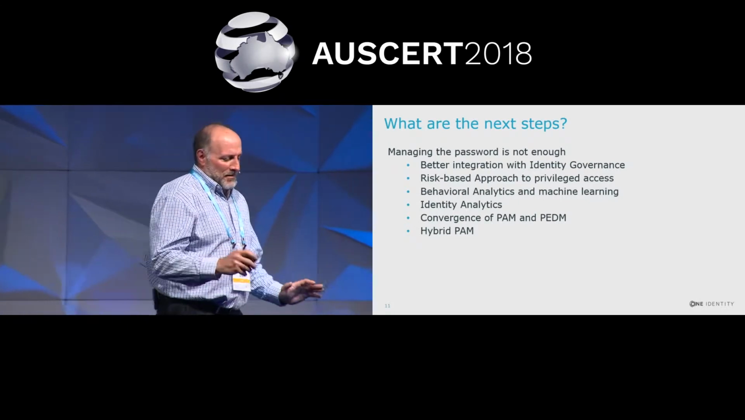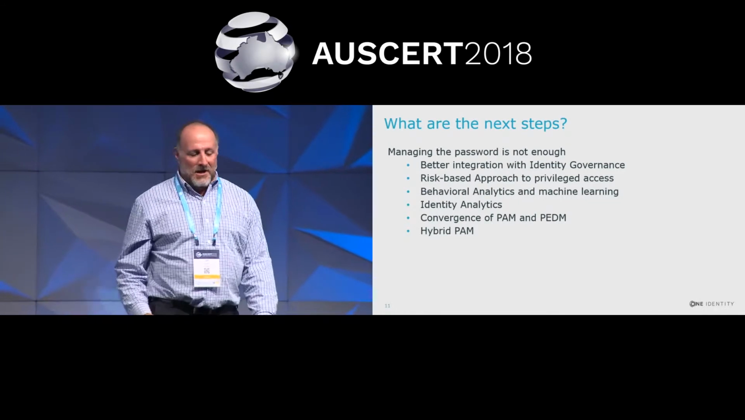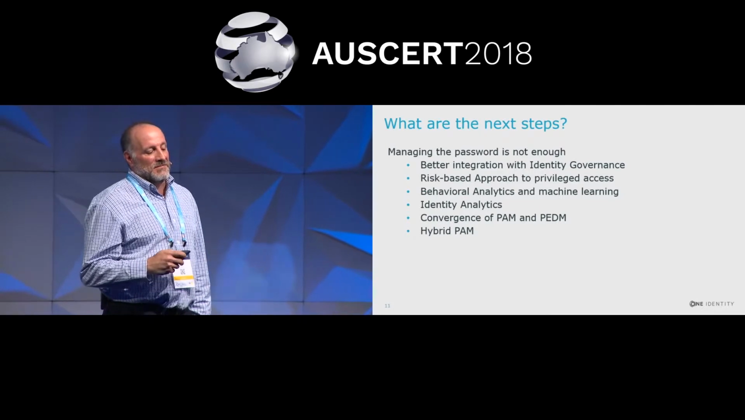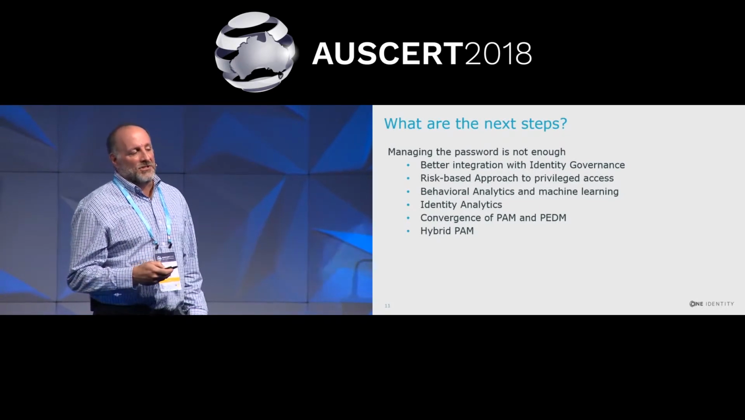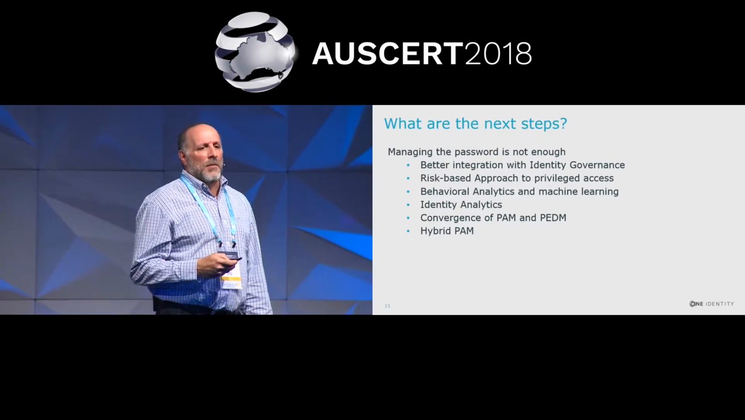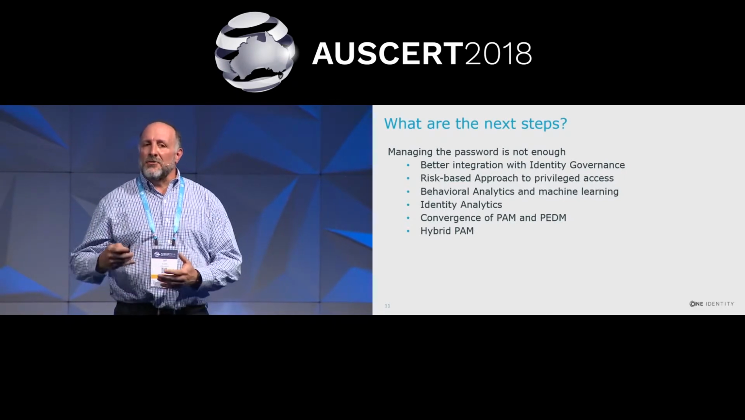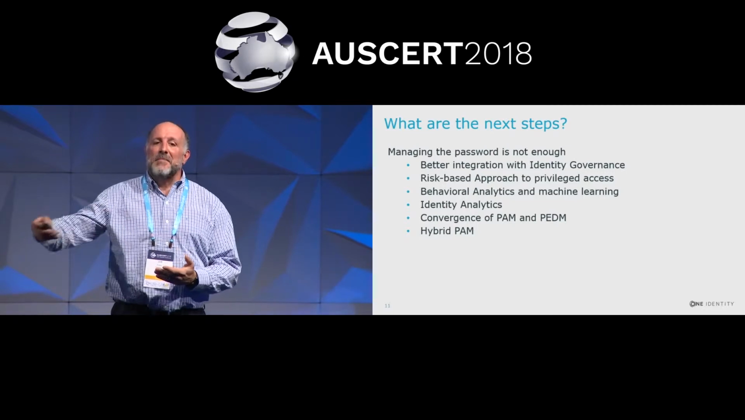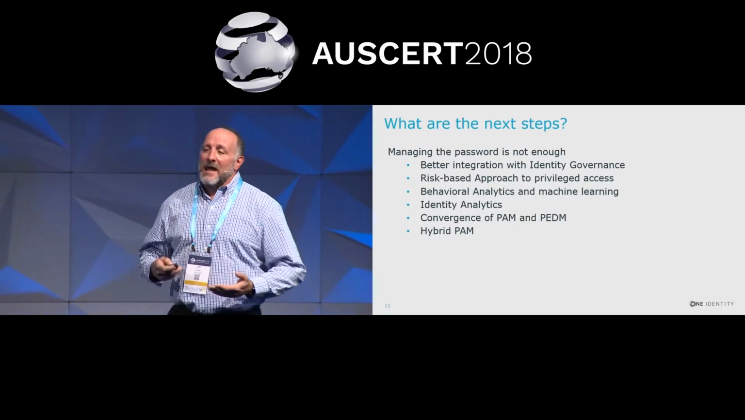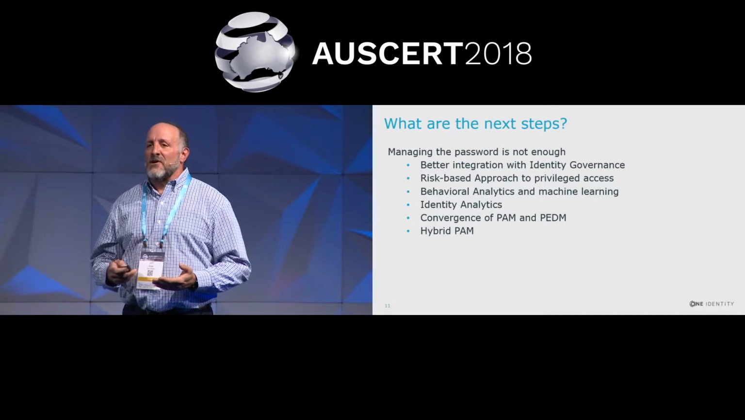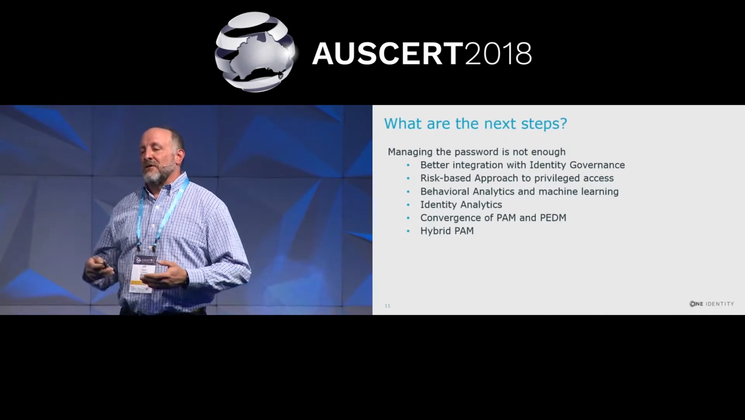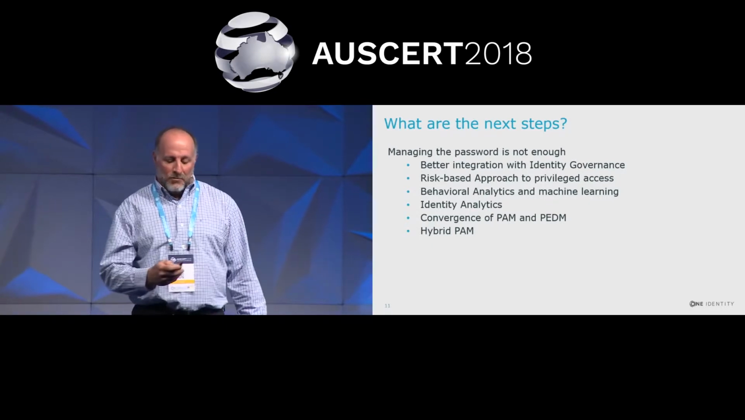And then a couple other things. I'm going to run out of time, so a couple other things: convergence of PAM and the privileged delegation, and also hybrid PAM, where part of it lives on-prem inside your organization, but other things can happen outside in the cloud. And what that does is it allows us to very, very rapidly respond to changes without you having to do updates to your on-prem software.